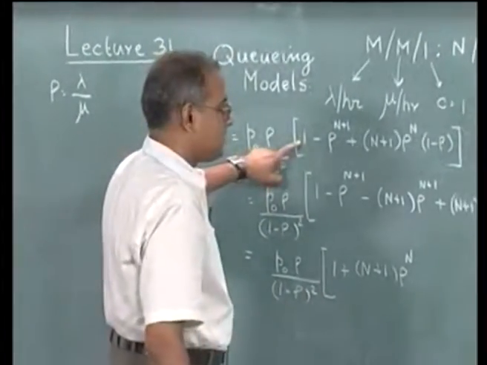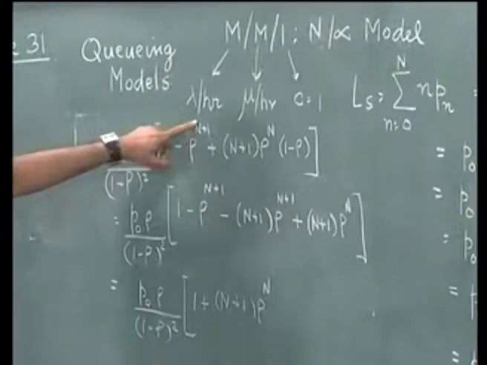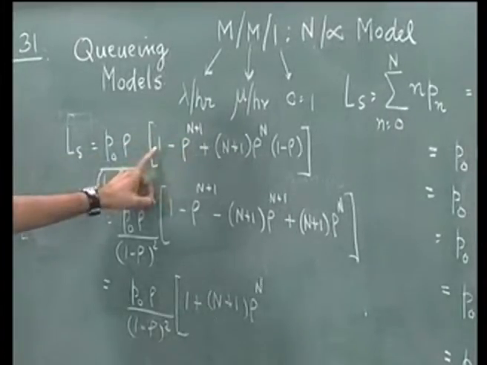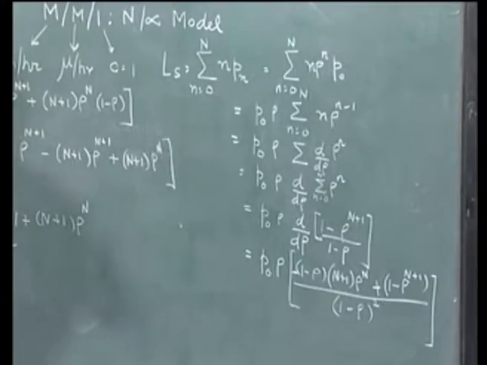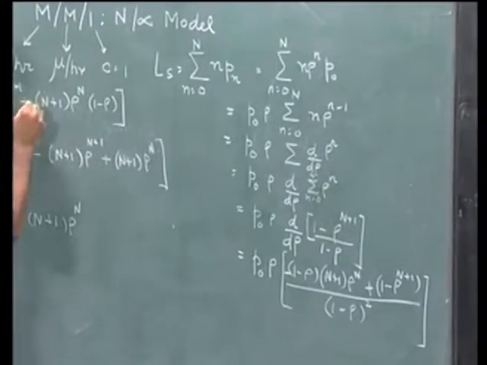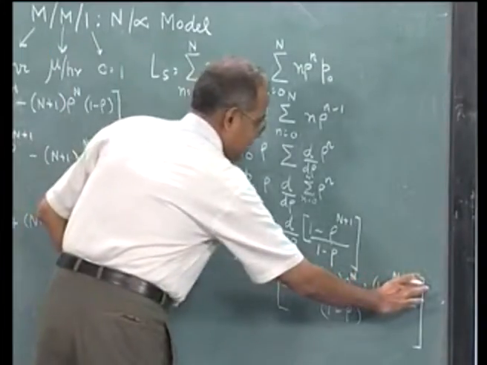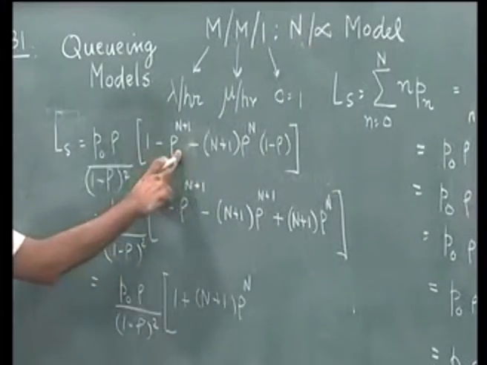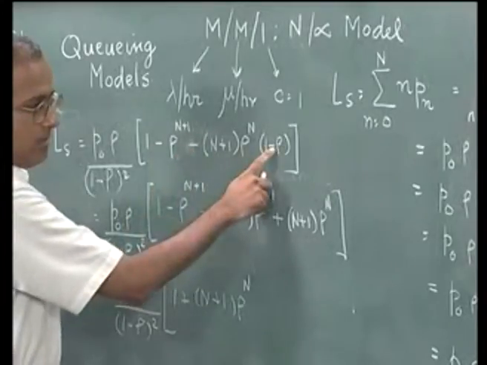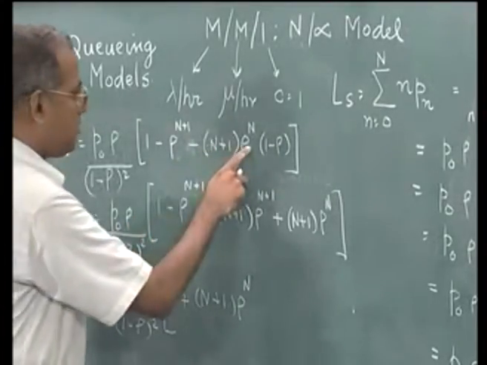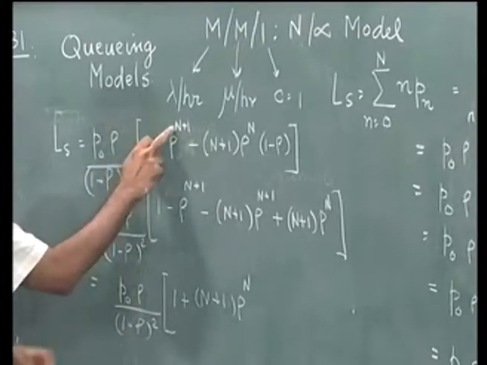So, I write this as 1 minus rho to the power n plus 1 minus n plus 1 rho to the power n 1 minus rho. I am writing this term first, so 1 minus rho to the power n plus 1, and I am writing this term later. So, I get minus 1 minus rho n plus 1 rho to the power n. So, this will become 1 minus rho to the power n plus 1.